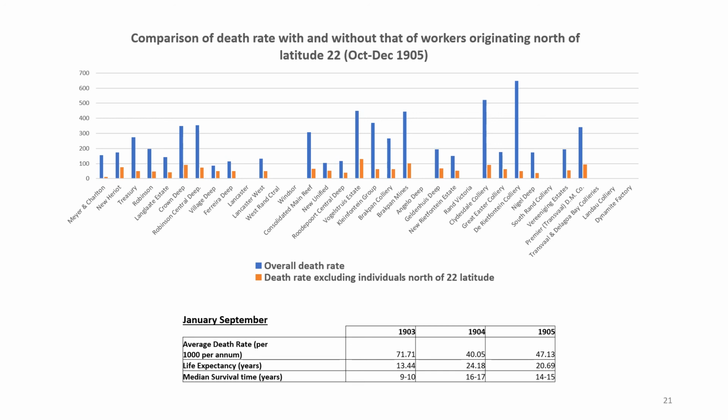However, they often suffered from tuberculosis, pneumonia, hookworm, dysentery, and other diseases due to their poor living conditions and working conditions. In 1903, there was an epidemic which resulted in a death rate of 71.7 deaths per 1,000 per annum. The life expectancy of a worker in that year was 13 years after the commencement of work in the Rand. The time when a worker's chances of survival were 50% was 9 to 10 years.